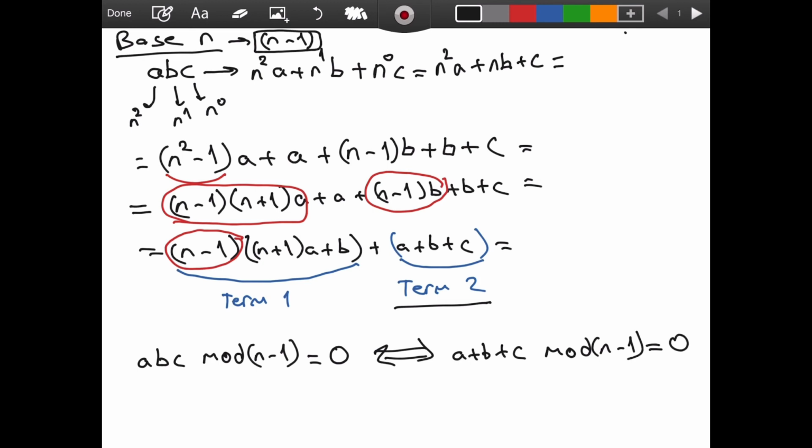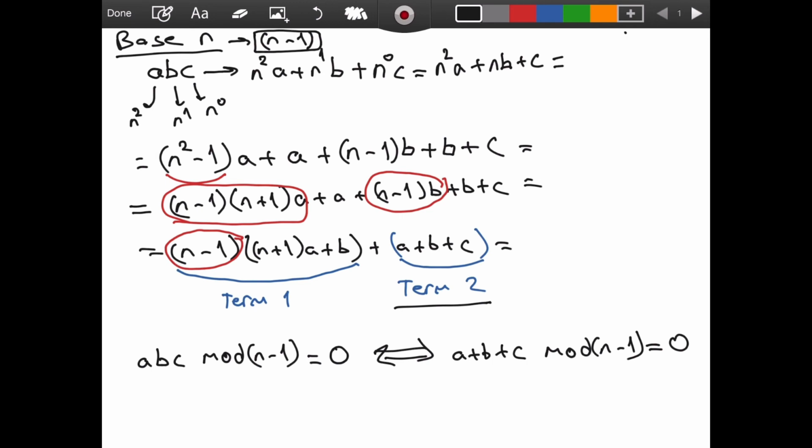This is the only case, because as I said, term 1 is already divisible by n minus 1. So if term 2 is divisible by n minus 1, then our number ABC is divisible by n minus 1 as well. And this is it. We proved the case for divisibility by n minus 1 in base n.